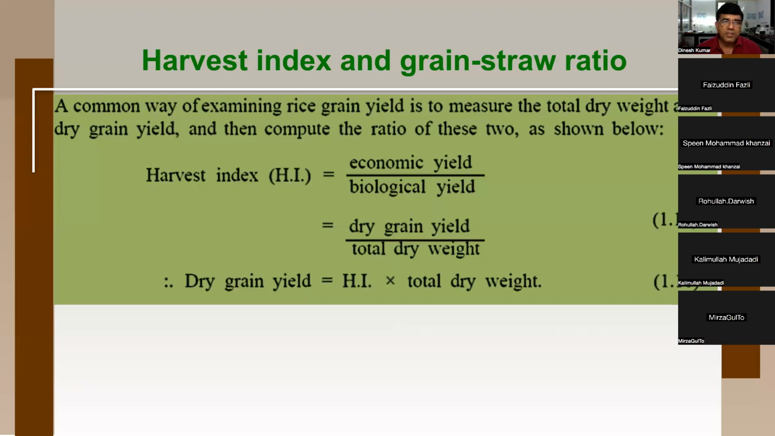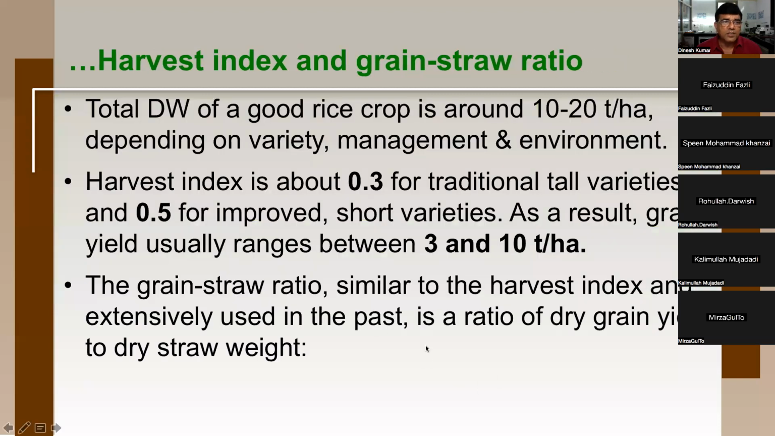So normally harvest index is reported in percentage. Or you can say it is dry grain yield divided by total dry weight. Total dry weight with respect to grain and straw. Or you can also calculate indirectly: grain yield is equal to harvest index into total dry weight. So these are the relationships. You will do some exercises on this. I'm just reminding you, or refreshing your memories.